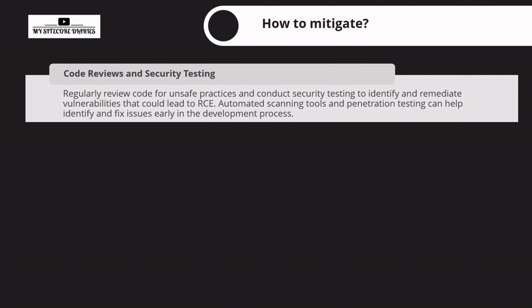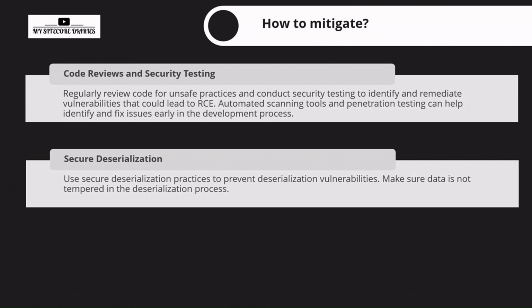So, to avoid a remote code execution attack, you should have regular code reviews and security testing before moving it to live. So it will get caught early in the development phase only, and you can then mitigate those.